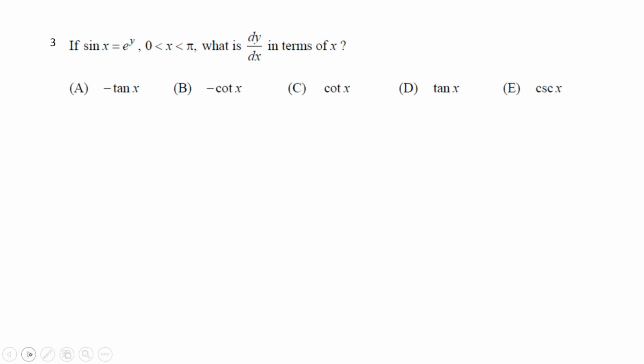All right, sine x equals e to the y. They want to know dy/dx in terms of x. So, implicit differentiation. We get 1 equal to e to the y times y prime. Now we are going to divide by e to the y. So we have y prime equals 1 over e to the y.